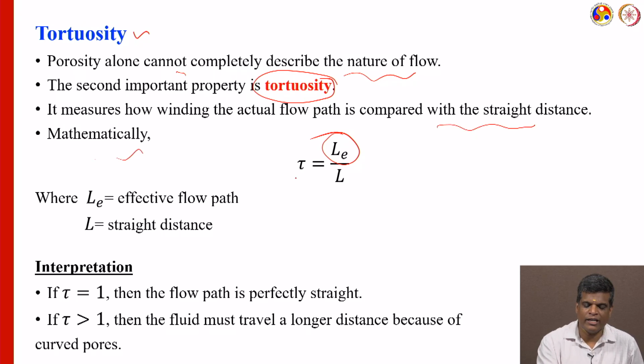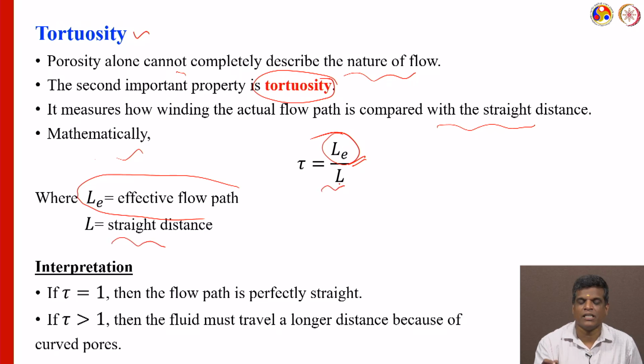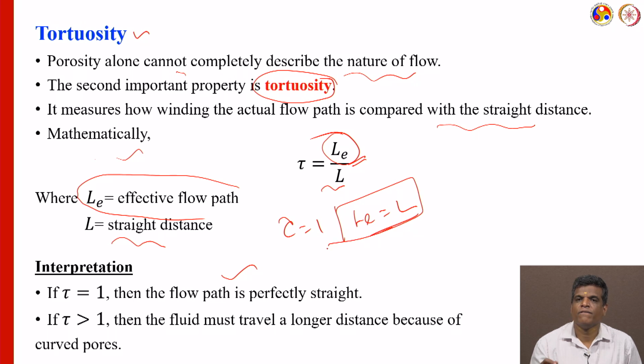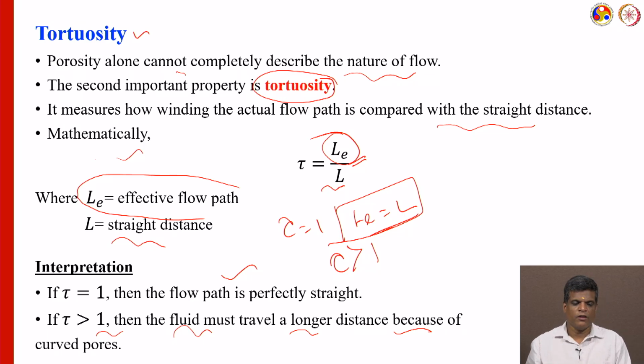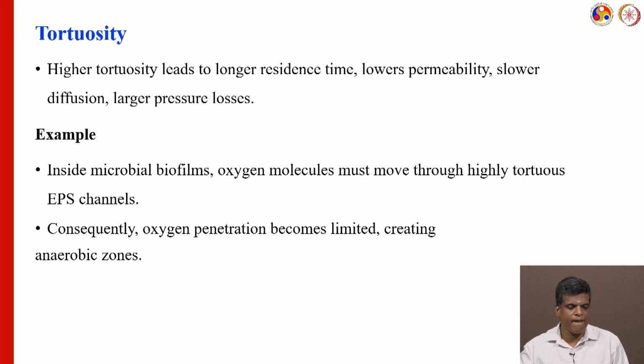Mathematically, we write tau equal to LE by L, where LE is the effective flow path and L stands for the straight distance. If tau equals 1, then automatically LE equals L, so the flow path is perfectly straight. If tau is greater than 1, then the fluid must travel a longer distance because of the curved path. So, this is the discussion here.